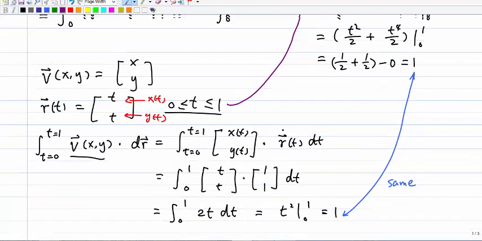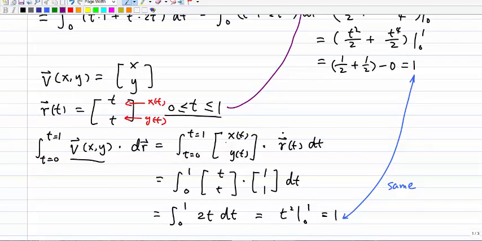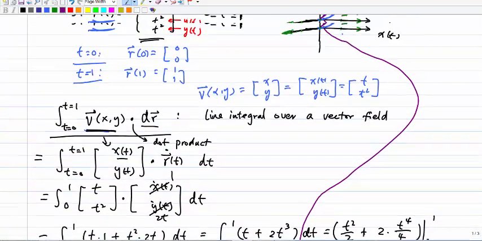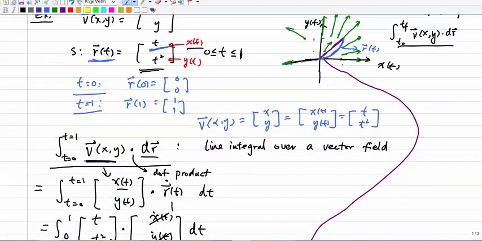If I follow the same step, v is (x, y), which is (x(t), y(t)). Now here x(t) and y(t) are the same, they're all t, so it's (t, t), and for r dot t, I have to take the derivative of t and t over dt, so I have 1 and 1. If I take the computation, you can see it's the same, it's still 1, also 1. Which means they have the same value. So it doesn't matter which line we're selecting, they're the same.